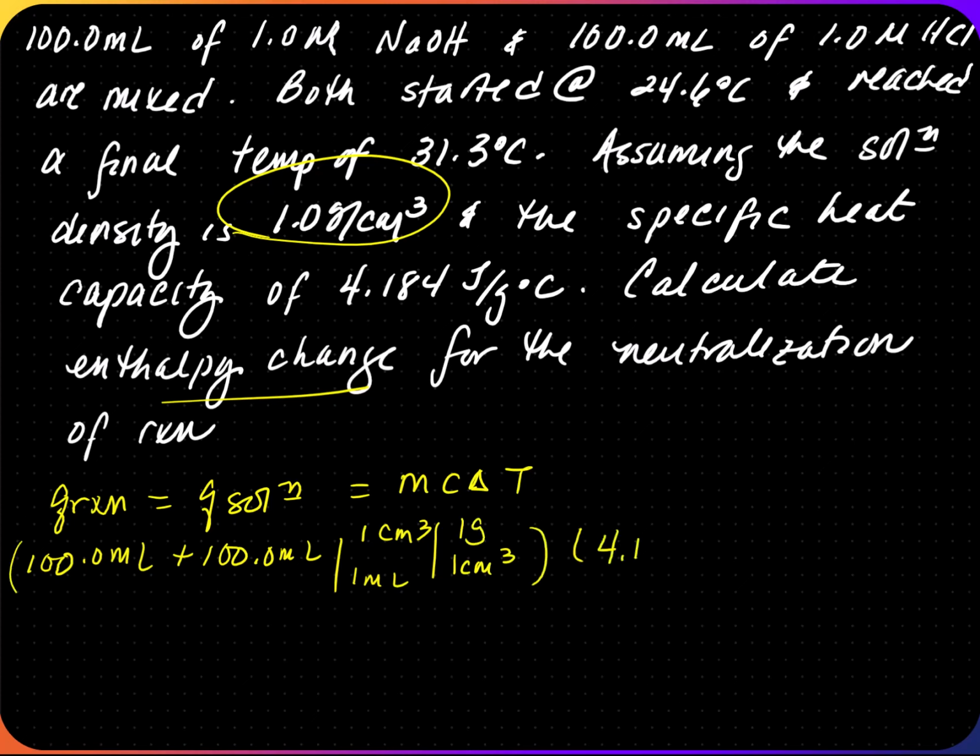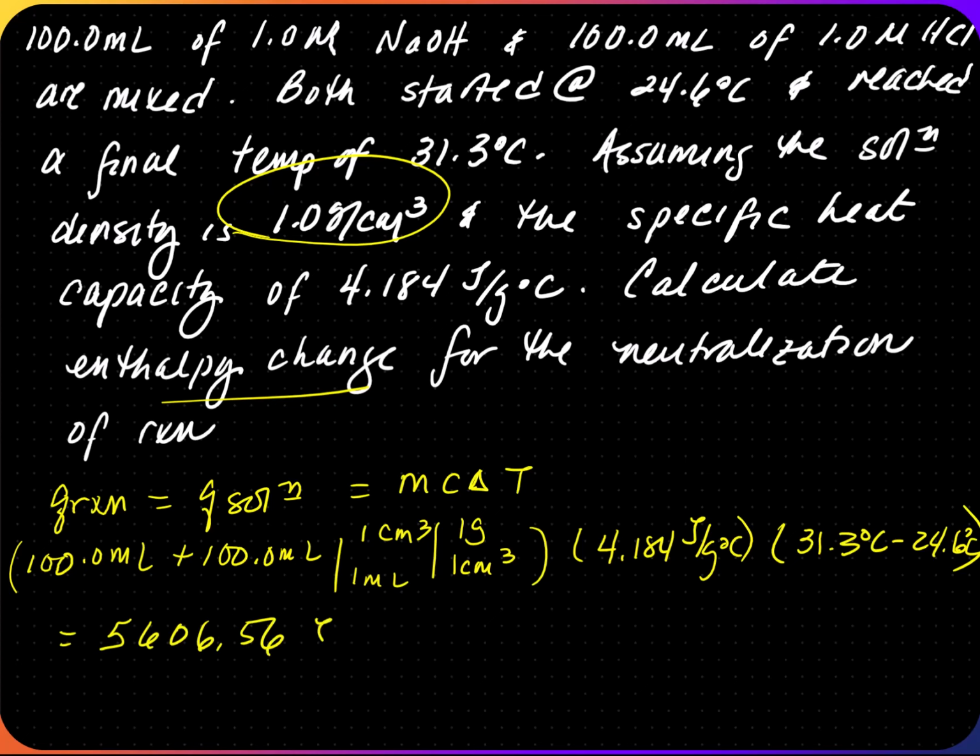My C is given as 4.184 joules per gram degrees Celsius. My temperature change is 31.3 degrees Celsius minus 24.6 degrees Celsius, which gives 5,606.56 joules. So to find the enthalpy of neutralization for the reaction, we need to figure out the moles.